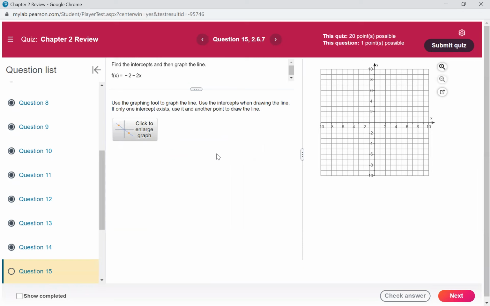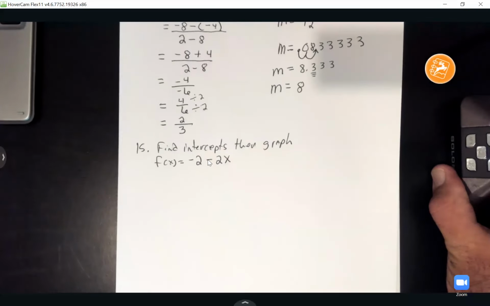All right, so let me write this one down. So 15 says, find the intercepts, then graph. All right, let me write what they're giving us. They're giving us f of x equals -2 minus 2x. All right, y'all, so I'm going to work that. Once we get our intercepts, we'll come back and we'll actually graph it.